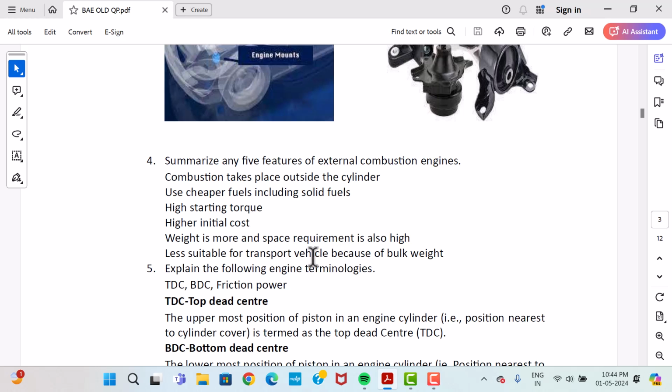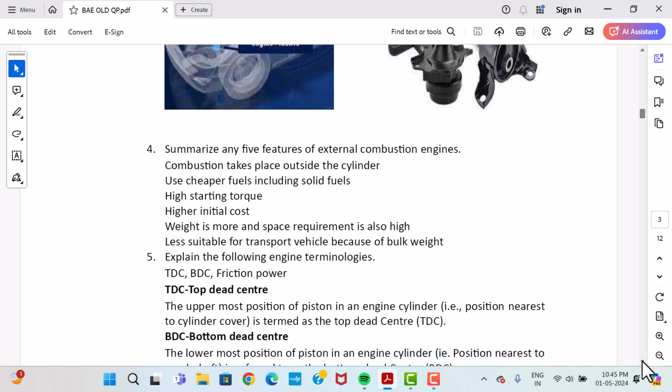In older days, we used steam engines for transportation purposes. Nowadays it is obsolete because it is bulky and the weight is very high. So it is less suitable for transport vehicles because of bulk weight.